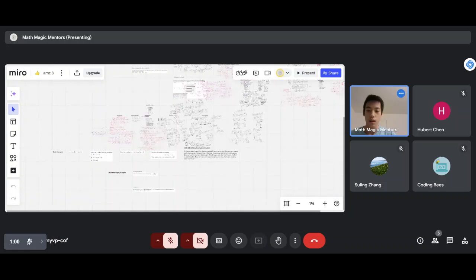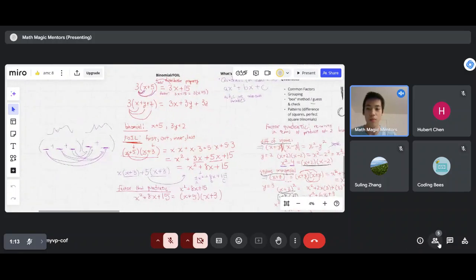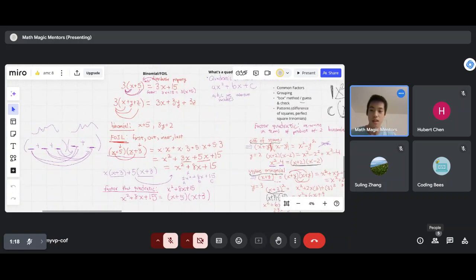Oh man, my computer's lagging. All right, okay. My computer lagged for a little bit. Sorry about that.